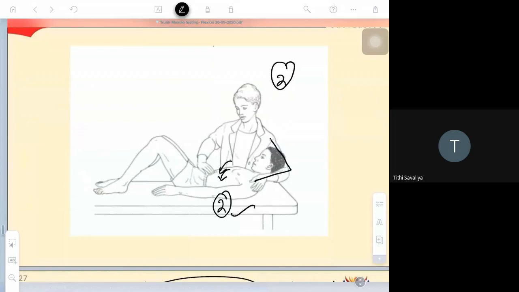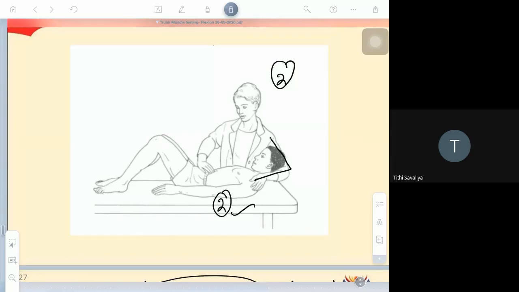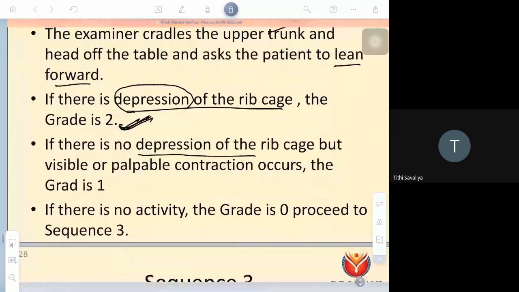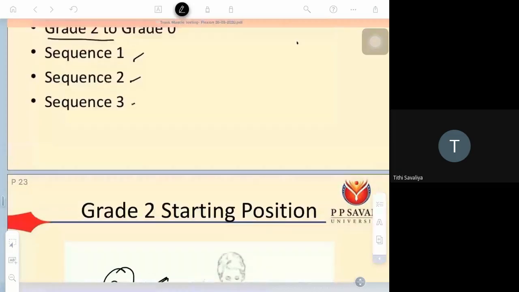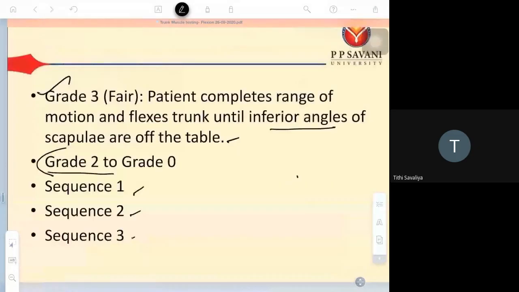If he cannot depress the ribs, if there is no depression of the rib cage, but visible or palpable contraction occurs, then it is called grade 1. And if there is no activity, then it is 0. I think you are clear. So what we discussed, from grade 2 to 0, you have to follow the sequence.